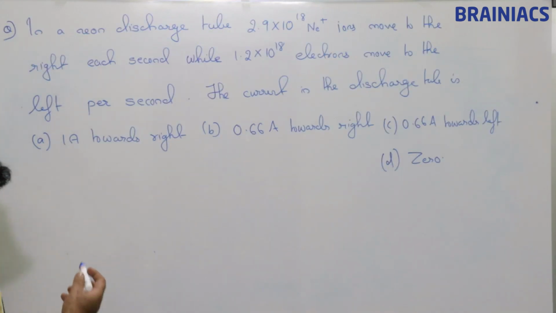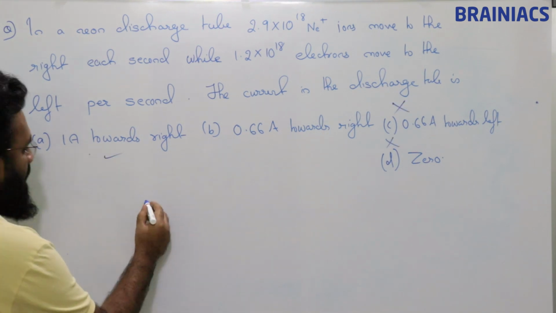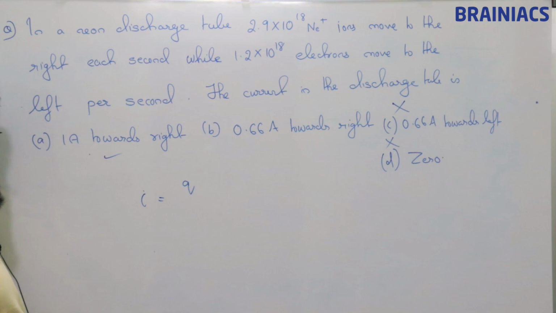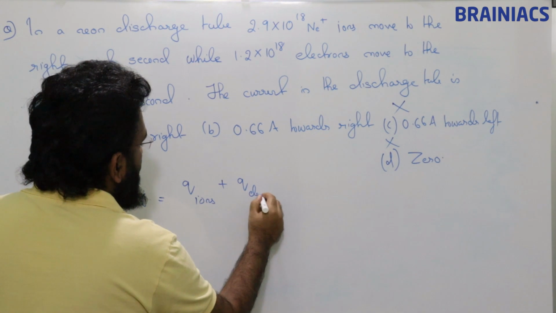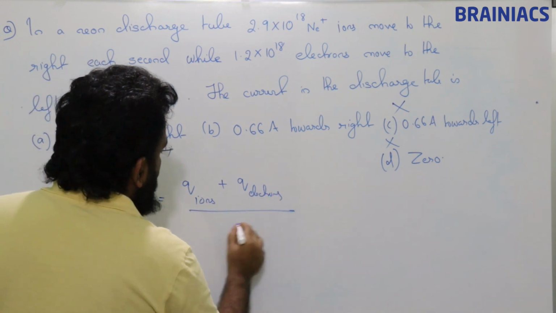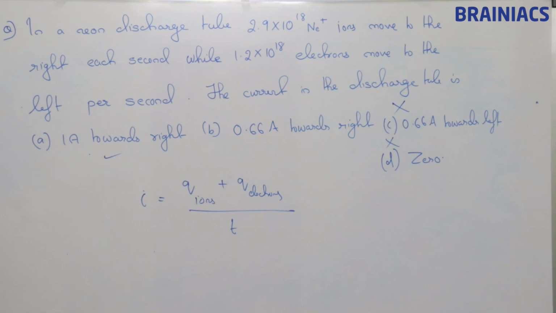So here is one question: In a neon discharge tube, 2.9 into 10 raised to 18 neon plus ions move to the right each second, while 1.2 into 10 raised to 18 electrons move to the left per second. The current in the discharge tube. So here I is equal to Q due to ions, Q due to electrons divided by T.